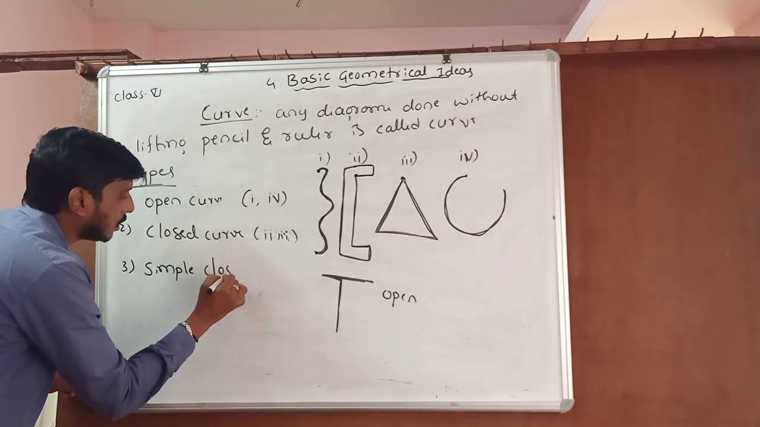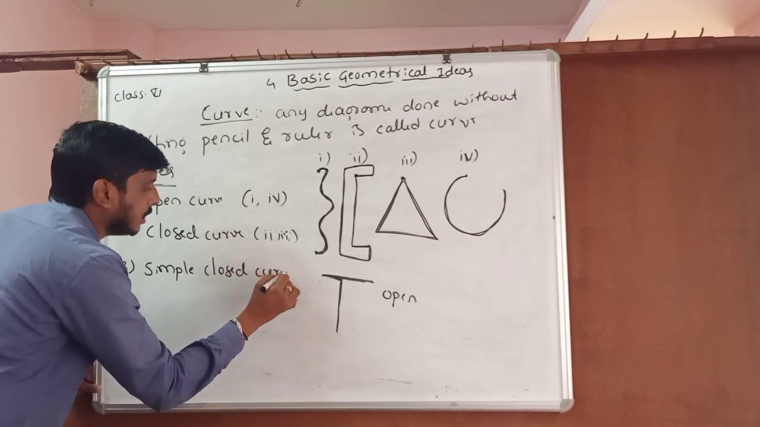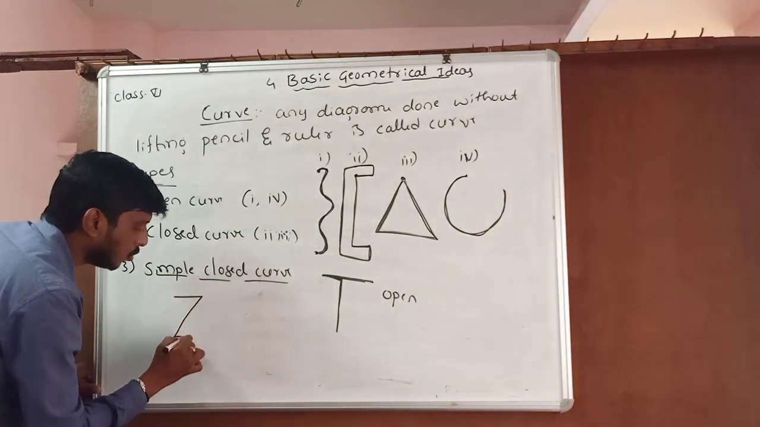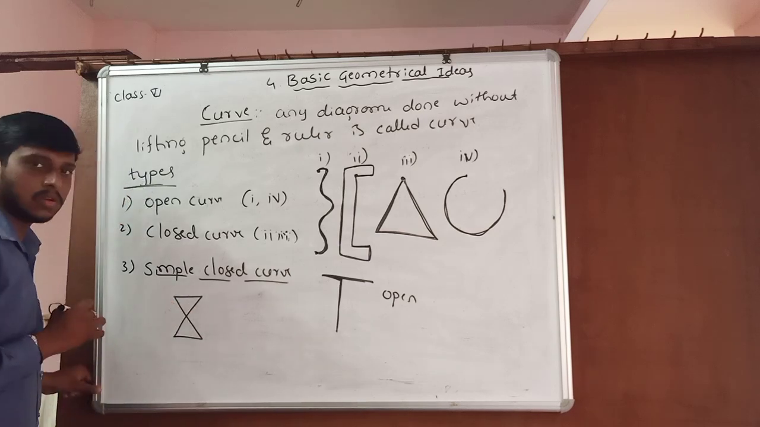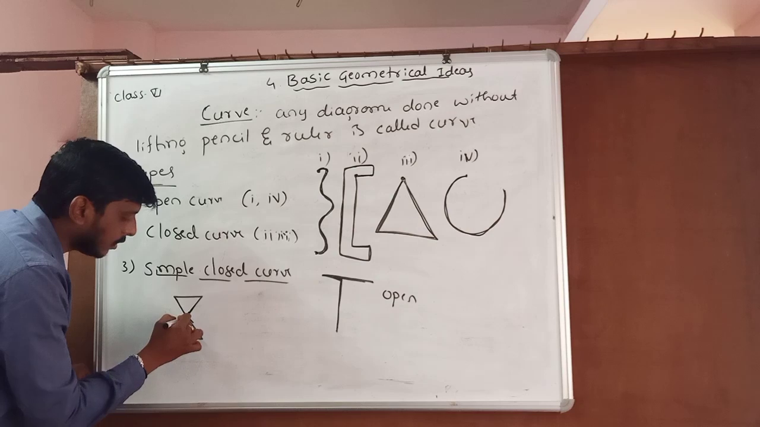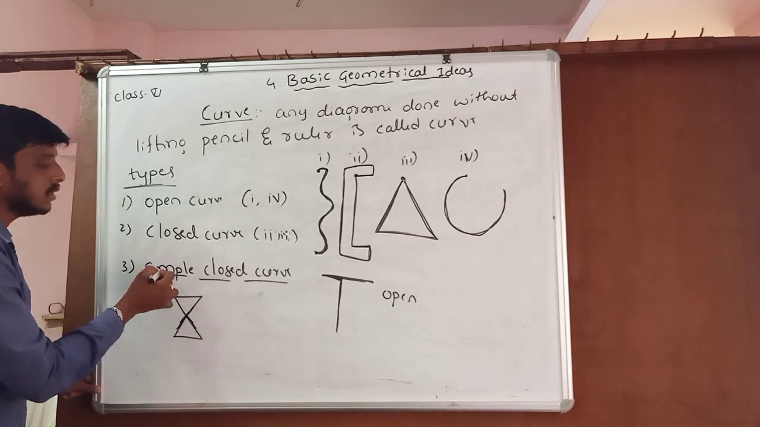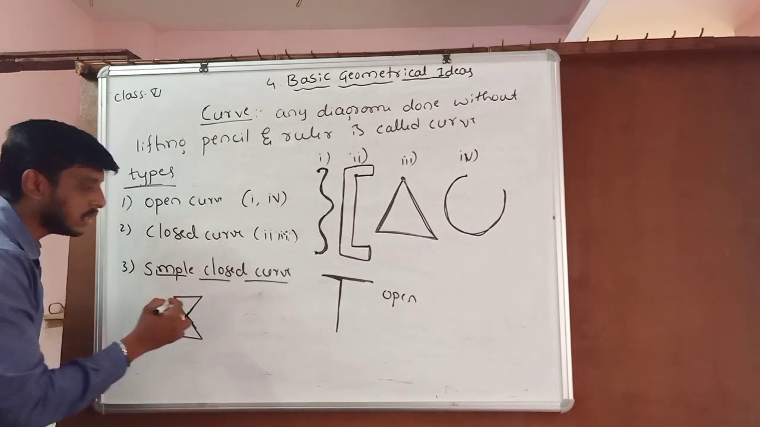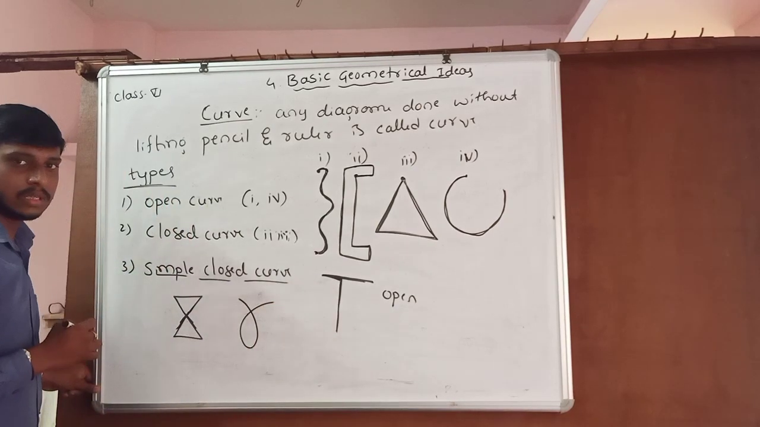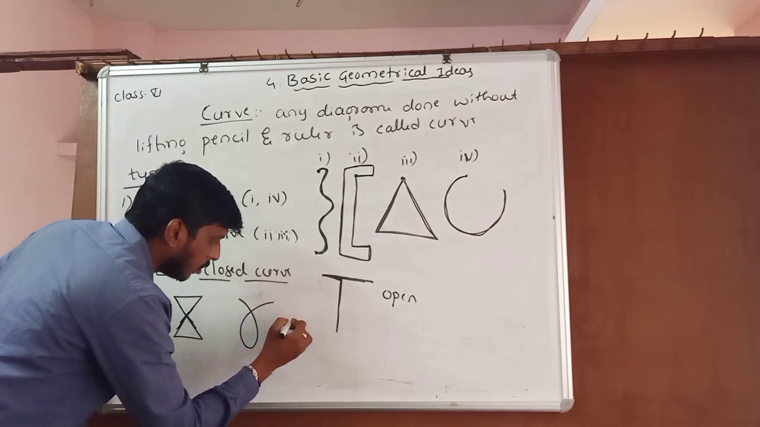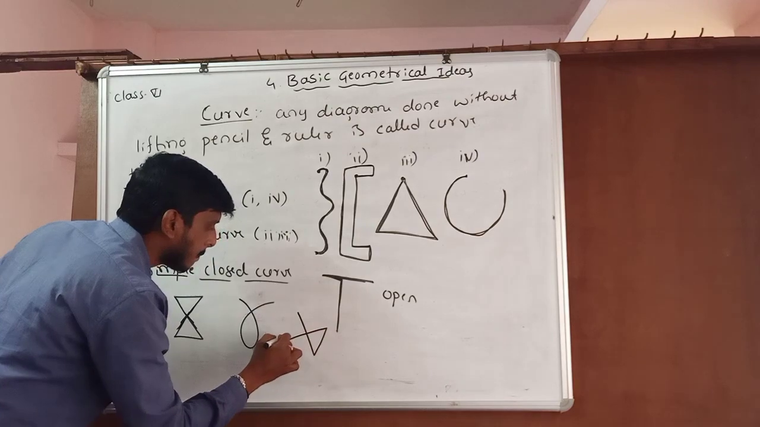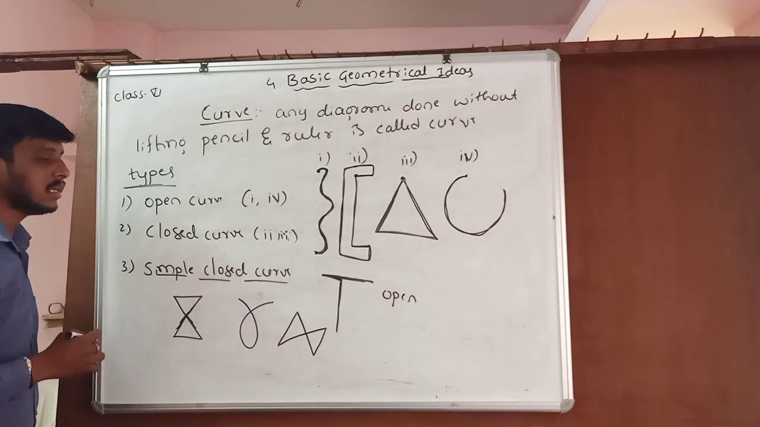Simple closed curve. What it means, I will draw some diagrams. So this is one diagram. This is open. Observe, this is closed and these two curves intersect. Such types of diagrams are related to what? Simple closed curve. One more diagram. So this is a simple closed curve. One more I will draw. So this is a simple closed curve.